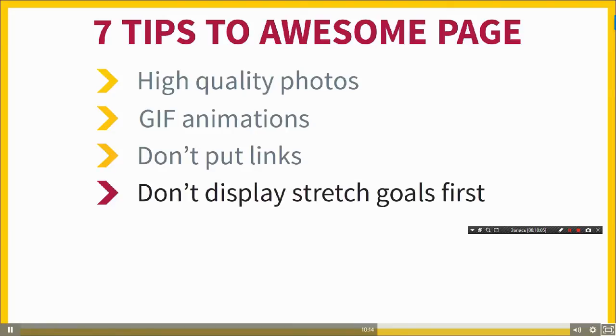Guys, don't display the stretch goals on the page from the start. Nothing looks more foolish than having a $1 million goal image while you are still barely reaching your target goal. Leave some other goals for later updates. It excites bakers and media.